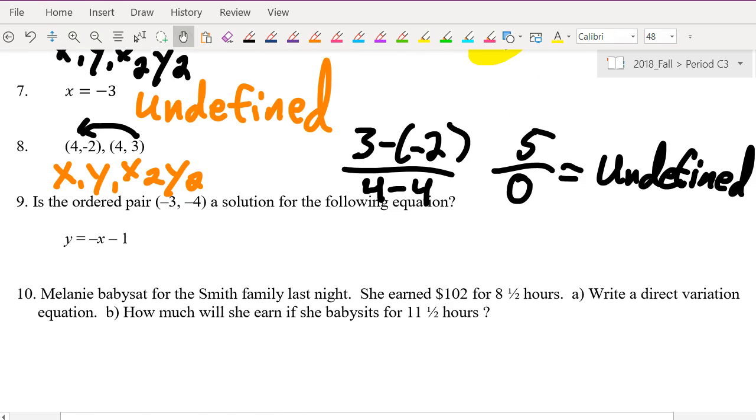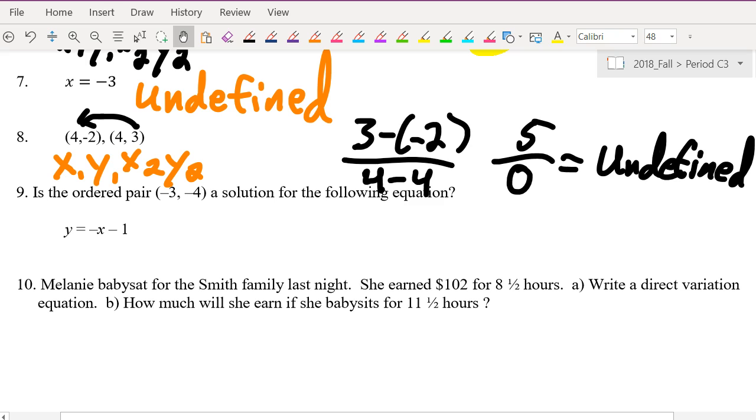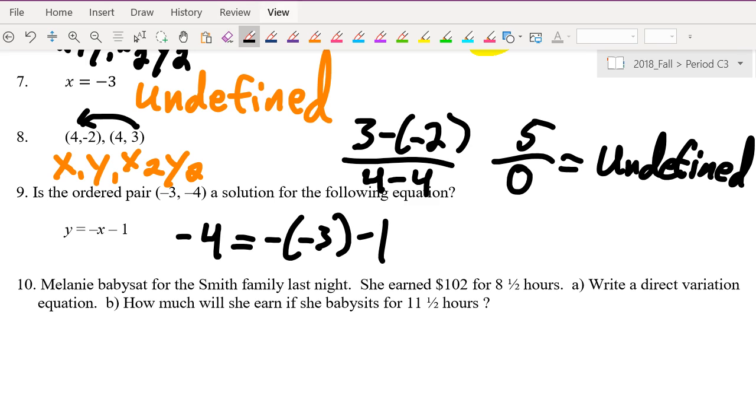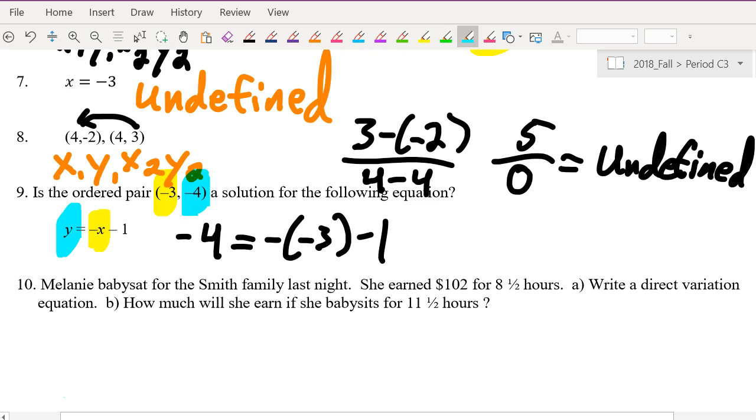All right. In the ordered pair, is it a solution? Well, the way we do that is we put the x value where x is and the y value where y is, and we see if it's true. -4 for y equals negative of -3 minus 1. This is the x, -3, and we put it in there. Then we took the y, which is -4, and we put it in there. No, we want to see if it makes it true or not.